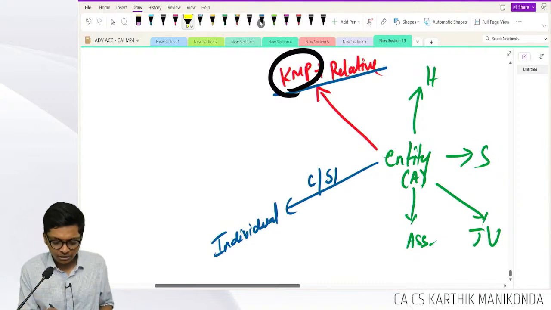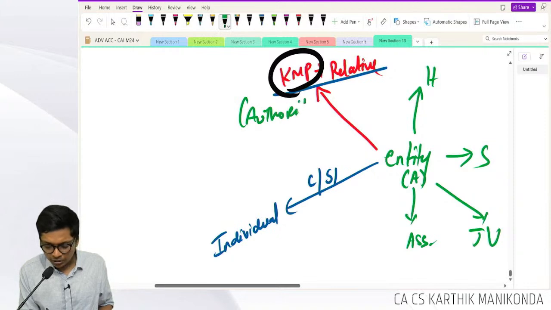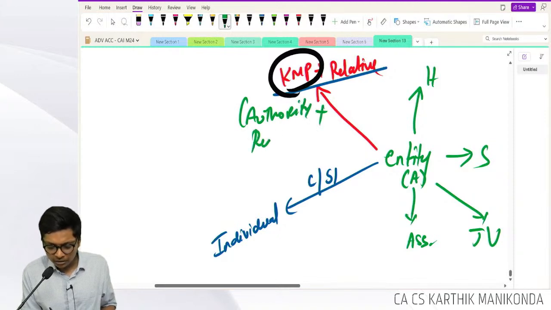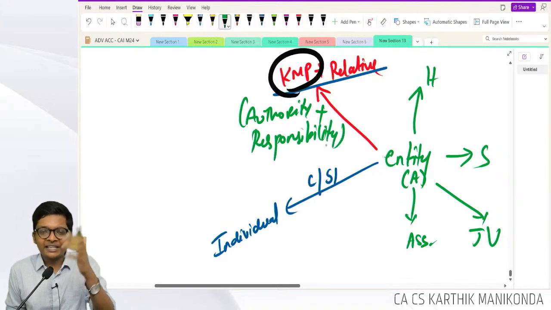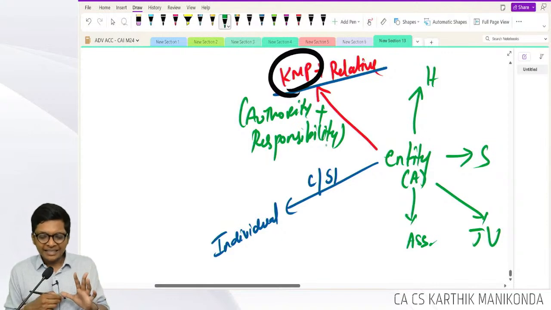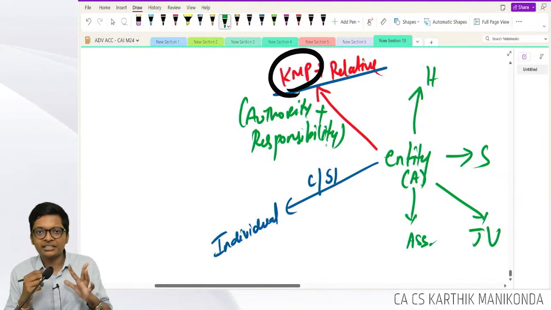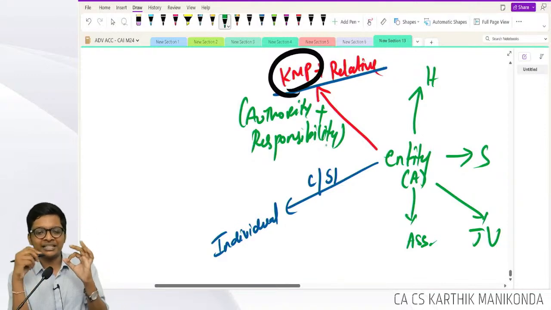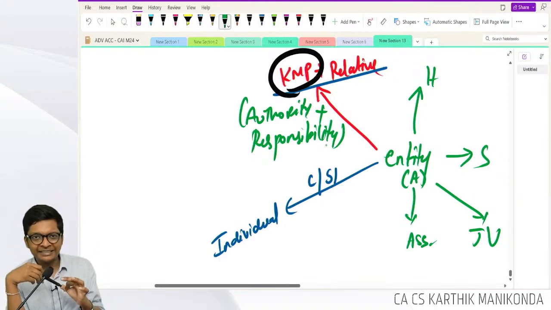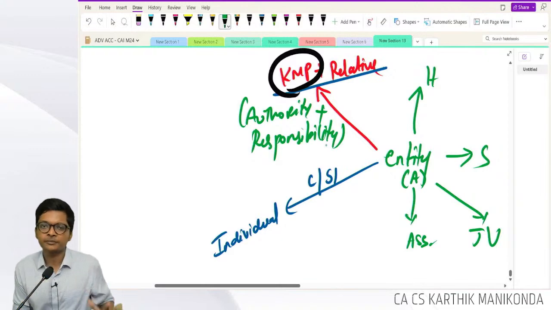KMP is a person, very, very important guys, who has authority and responsibility of managing the affairs of the enterprise. Managing the operating decisions, financial decisions, operating enterprise, he has both. It's a single one-line definition. Read that. KMP is somebody as per AS 18 who has both authority and responsibility of planning and managing the affairs of the enterprise. That's it in simple words.